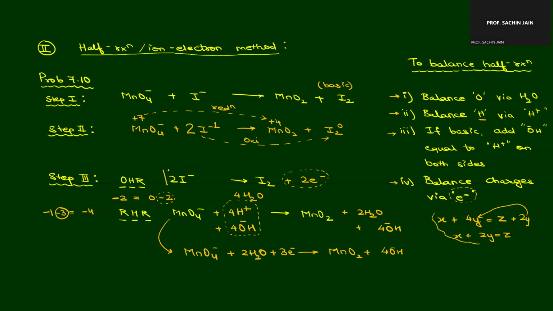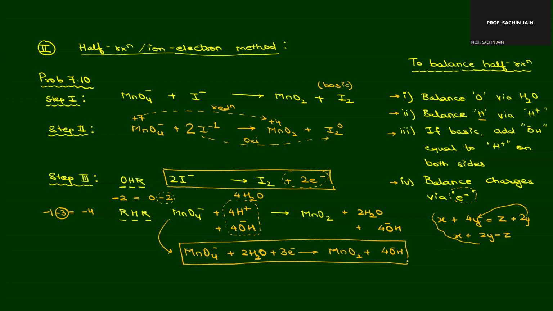So this is the half reaction, oxidation, and this is the half reaction, reduction. So we have balanced the 2 half reactions by applying the 4-step method. Now दोनों को ऐड करेंगे, they will get the net reaction.